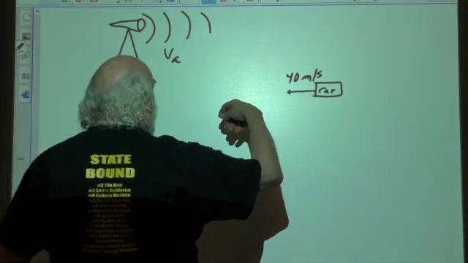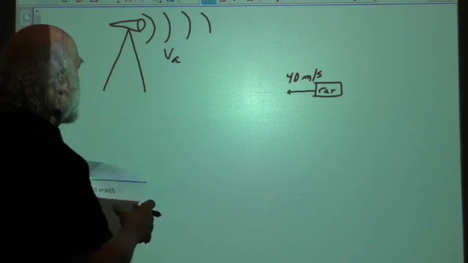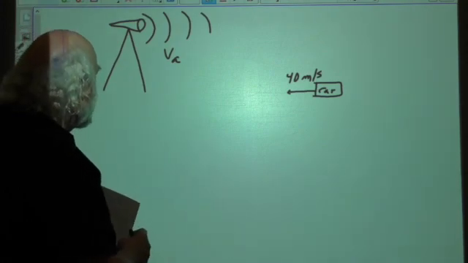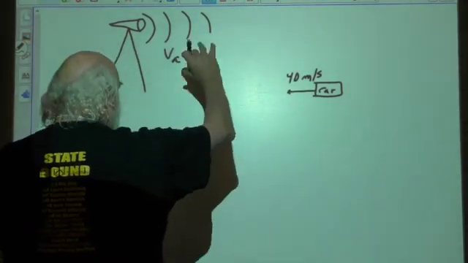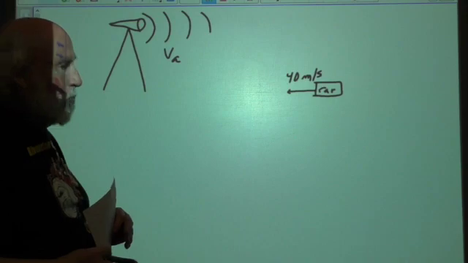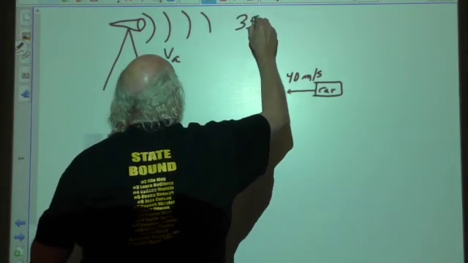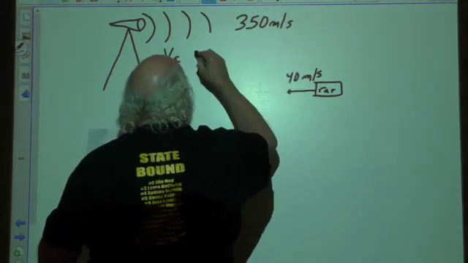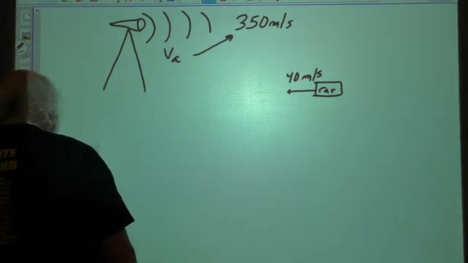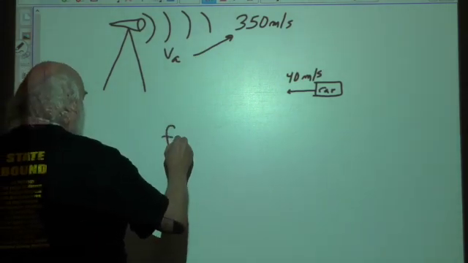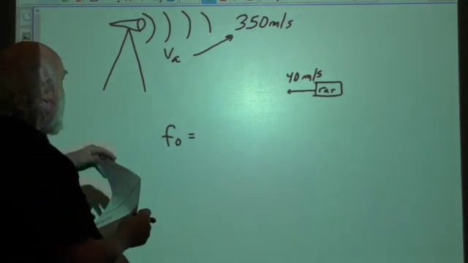Now as the car is coming toward it, as you can imagine, the waves are going to get scrunched up again, as this is going the other direction. So it's going to be hitting those waves faster than before. So let's use 350 meters per second for the velocity of the air. Let's use the car at 40 meters per second. And the observer in the car was not blowing the horn this time. It was just, say, a civil defense horn.